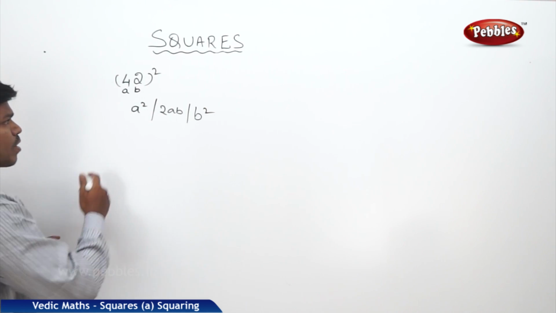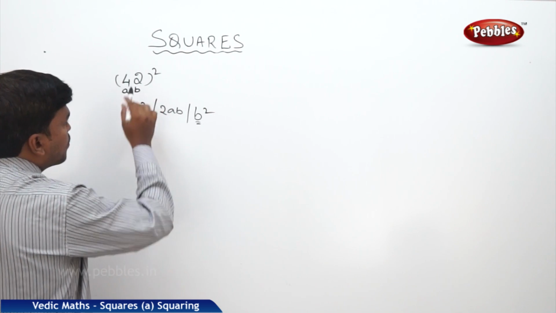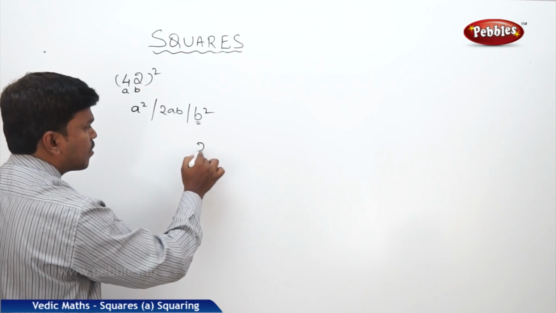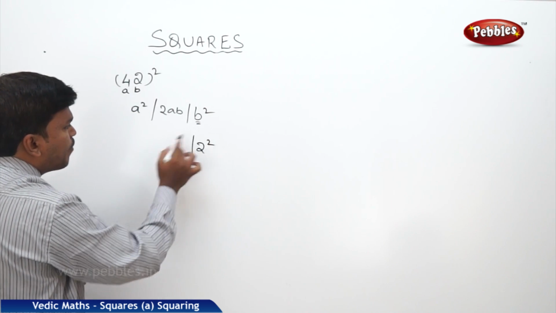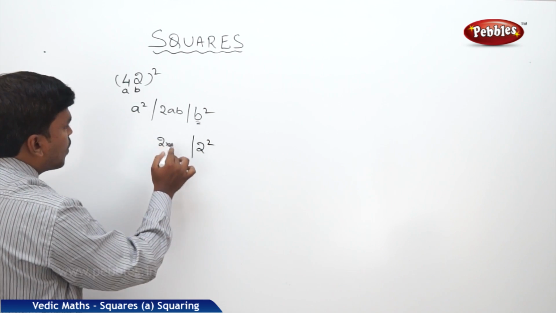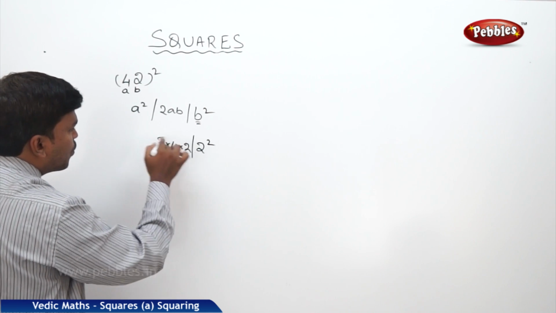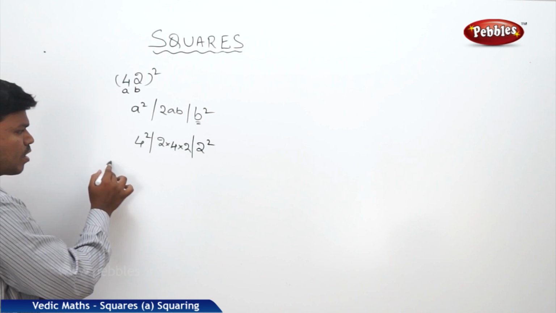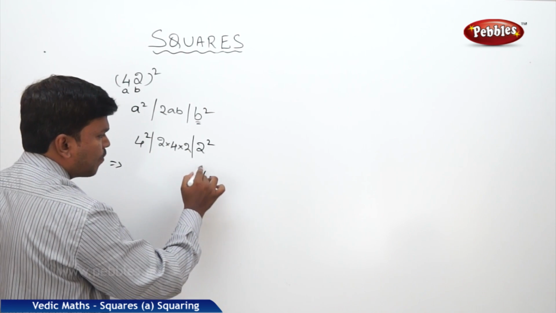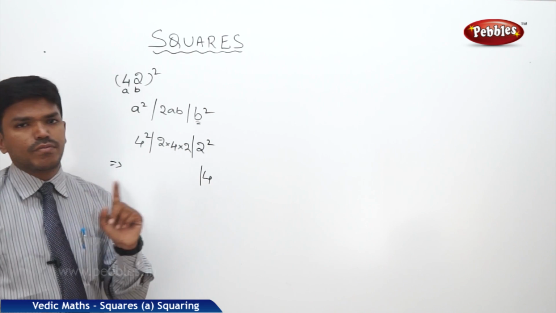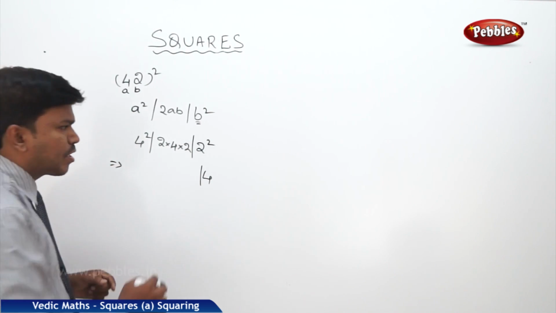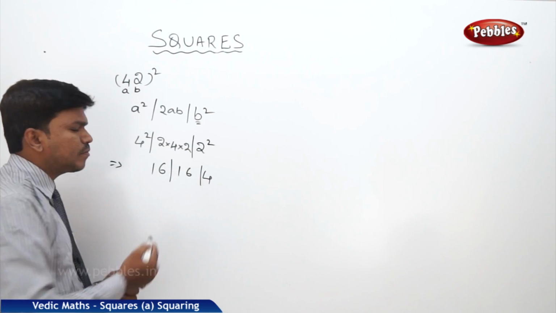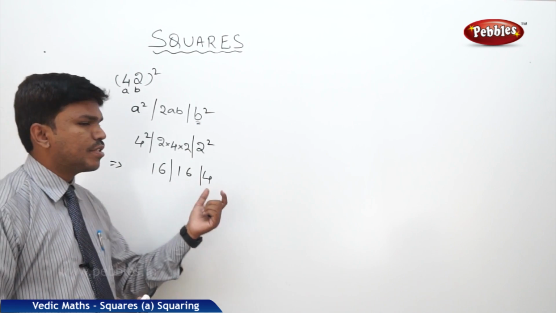Start from the right side. In the place of B, what is there? 2. So B square means 2 square. 2AB, that is 2 into, what is the A value? 4. B value 2. 2 into 4 into 2. Now what is A square? 4 square. Next, 2 square is 4. 2 into 4 into 2, how much? 2 4s are 8. 8 2s are 16. 4 square is 16. So we got 16, 16, 4.